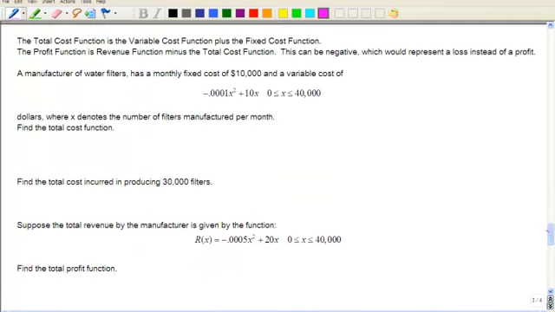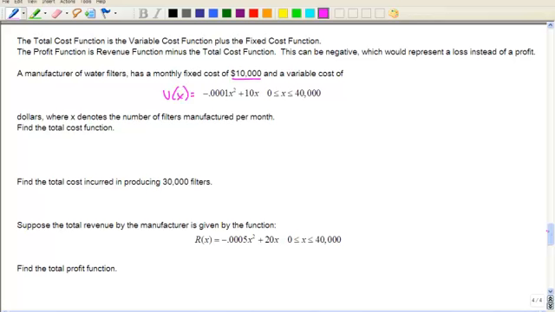The last couple of problems, and again, this will keep coming about in the course, is talking about a cost function and stuff like that. So if you think about it, the total cost of making something is fixed cost, like your office furniture, your rent, things like that. And then the variable cost would be like how much does it cost to actually manufacture each item. All right, so this manufacturer has water filters, and it has a fixed cost of $10,000, and it has a variable cost according to that function.